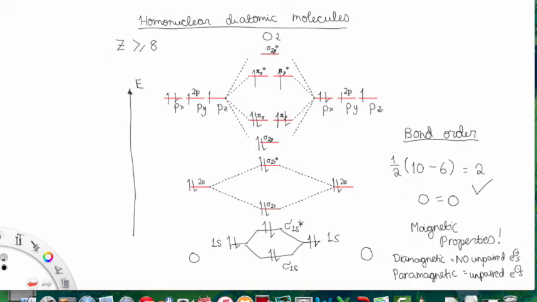So again, by knowing how to calculate the bond order, knowing how to tell whether something is going to be magnetic or not, we can tell all of these things by just looking at this MO diagram. So this is just showing you how useful it is. So now let's move on to when we have an atomic number less than or equal to 8.